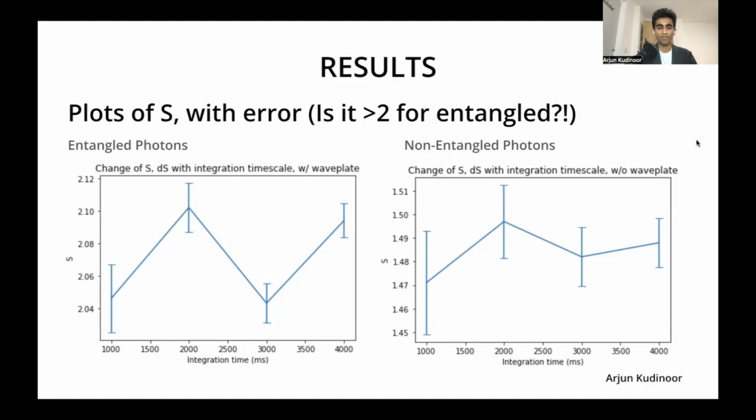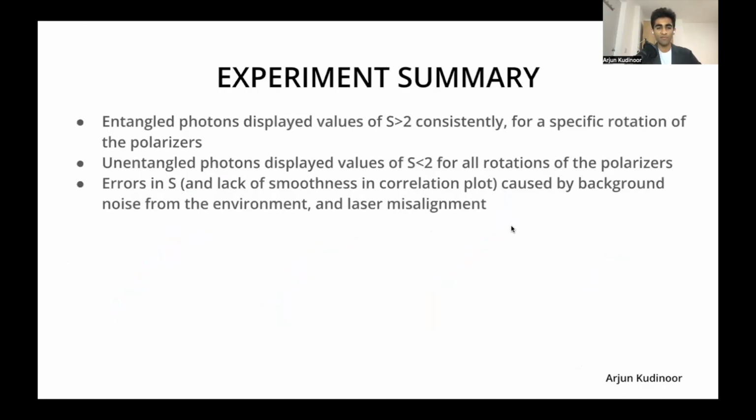Okay, so what does this mean? First off, entangled photons displayed values of S over 2 consistently for a specific rotation of the polarizers. There were rotations of polarizers that would give us S less than 2, but once you have an S value greater than 2, you've already broken the CHSH inequality. The second thing is unentangled photons displayed values of S less than 2 for all rotations of the polarizers. This is important because we don't want unentangled photons giving us a correlator value greater than 2.